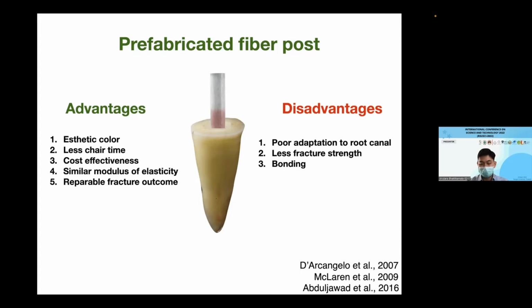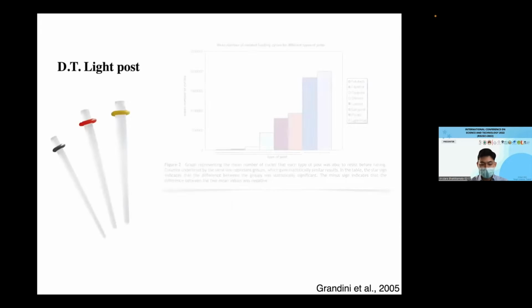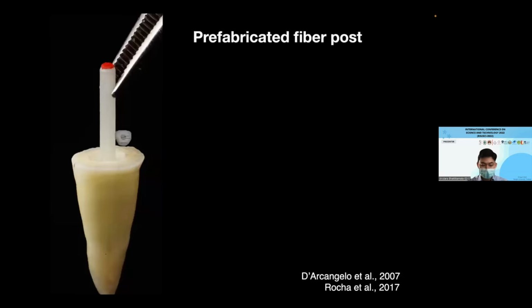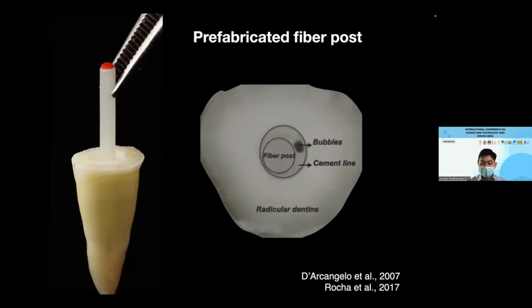prefabricated fiber post has poor adaptation to post space, less fracture strength, and shows inferior bonding compared to the metal cast post. At present, there are many fiber post systems in the market. DT light post is one of the widely accepted with high fracture resistance and successful outcome. As previously mentioned, prefabricated fiber posts usually do not adapt well to the conformity of post space, especially in flat root canal cases.